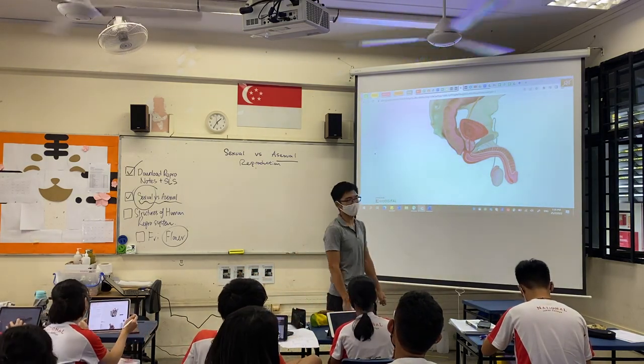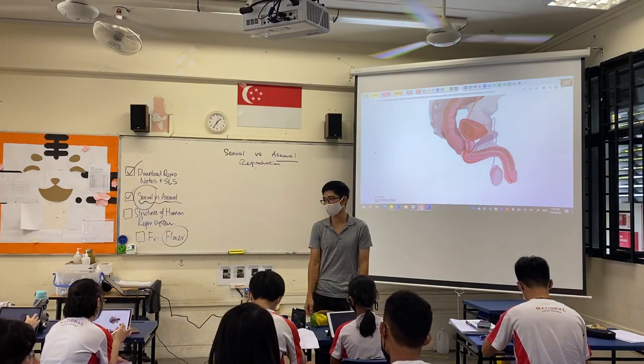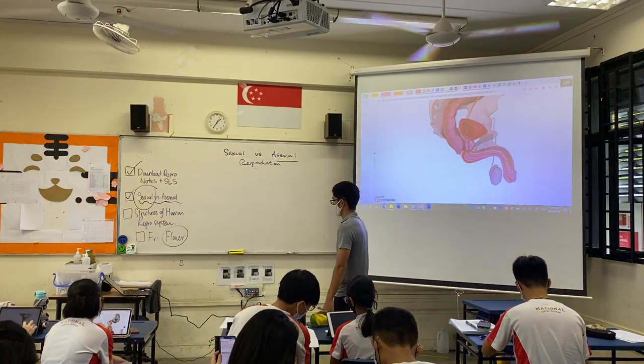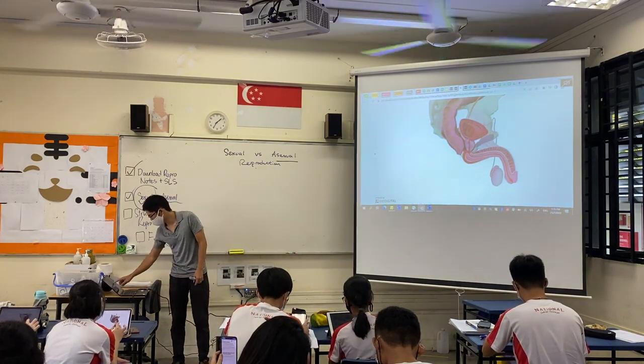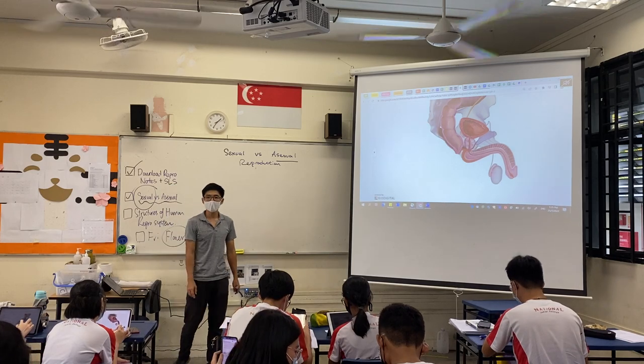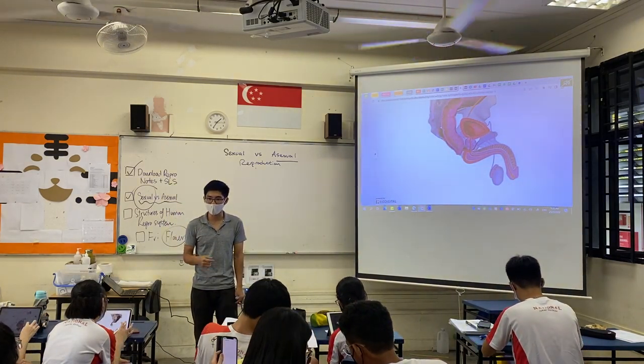Okay, let's start with the male repro system. There are actually a lot more parts to label for the male repro system. Okay, so I'll run through the various parts, then you see if you and your friend can identify along the way.